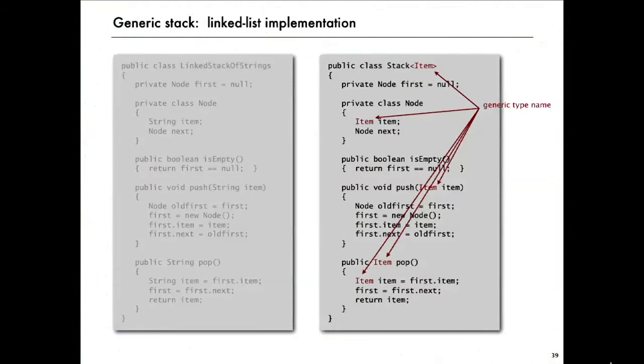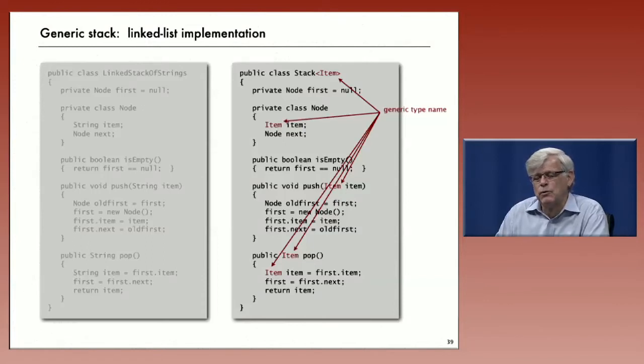Okay, so actually with a good generic implementation, it's not difficult to simply take every place that we use string and replace it with a generic type name, as in this code here. On the left is our implementation of a stack of strings using linked lists. On the right is a generic implementation. So every place that we use string type on the left, we use the word item on the right.